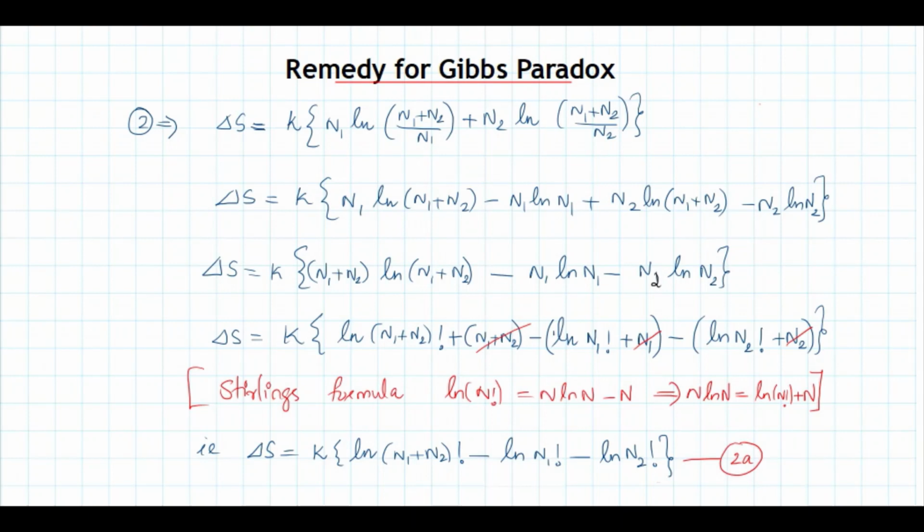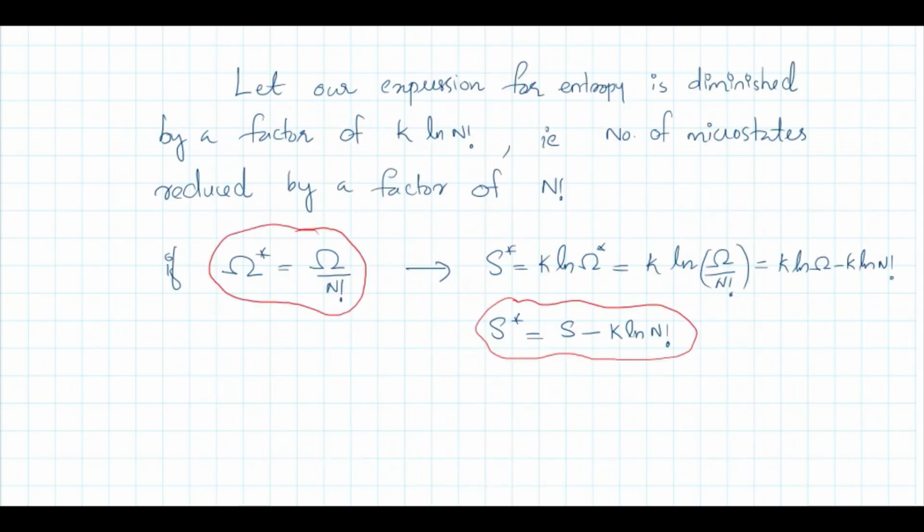Now let our expression for entropy be diminished by a factor of k log n factorial. If our entropy is diminished by a factor of k log n factorial, that is, the number of microstates is reduced by a factor of n factorial.